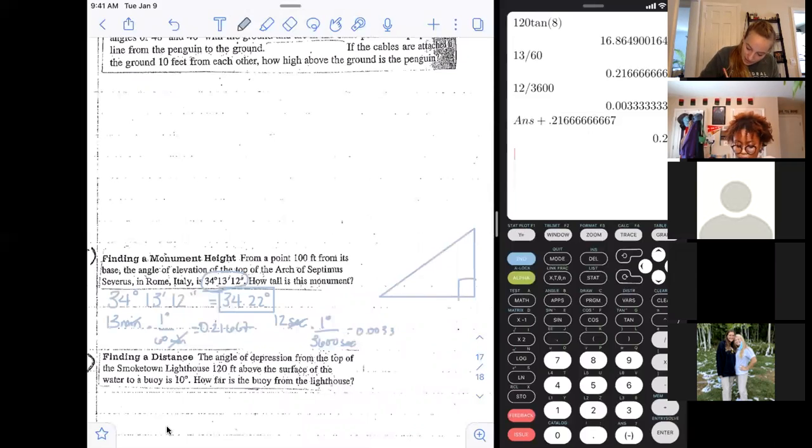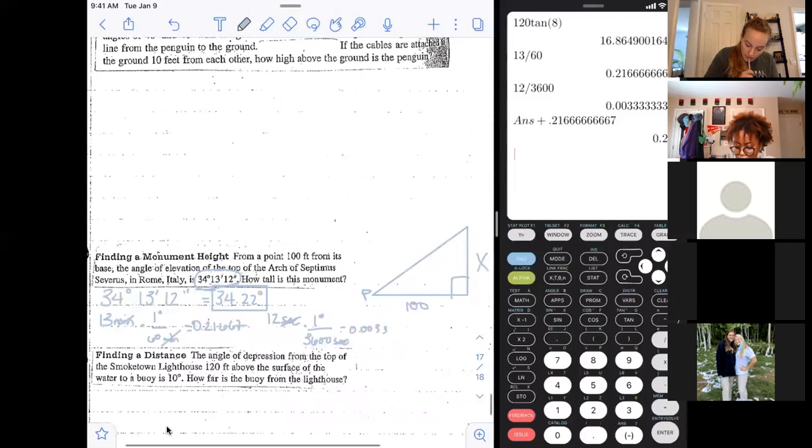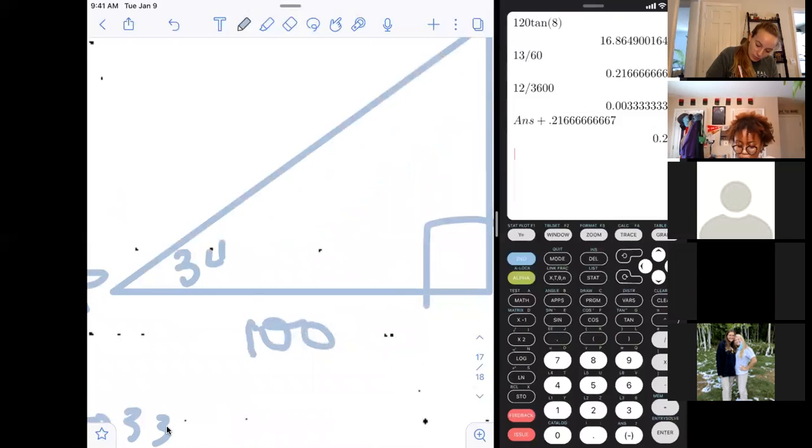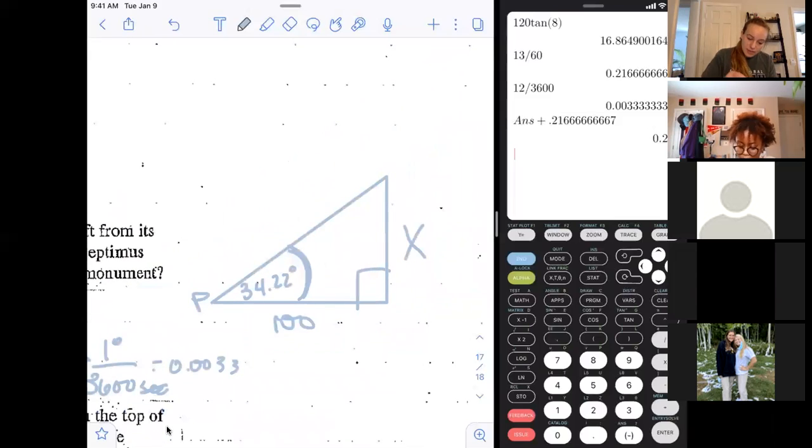100 feet from its base. So here's the point, and we are 100 feet from the base of the monument, and we want to know how tall the monument is. And it says the angle of elevation, so that's the angle down here at P. That's my 34.22. And then we solve from there.